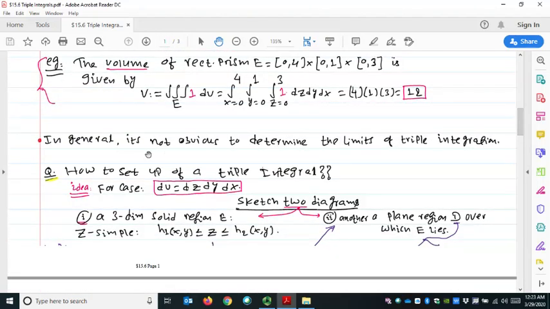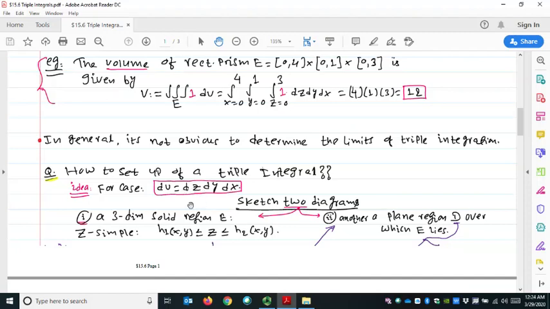Now in general, here's the tricky part in triple integrals. In general, it's not obvious how to determine the limits of triple integration. So at this moment, we can ask ourselves how to set up a triple integral. Let me explain an idea. I'm picking the order dV equals dz dy dx, then I'll give you an example.